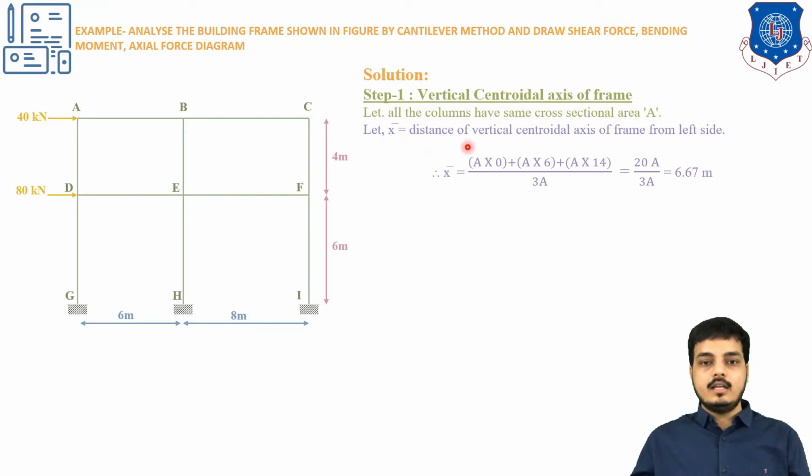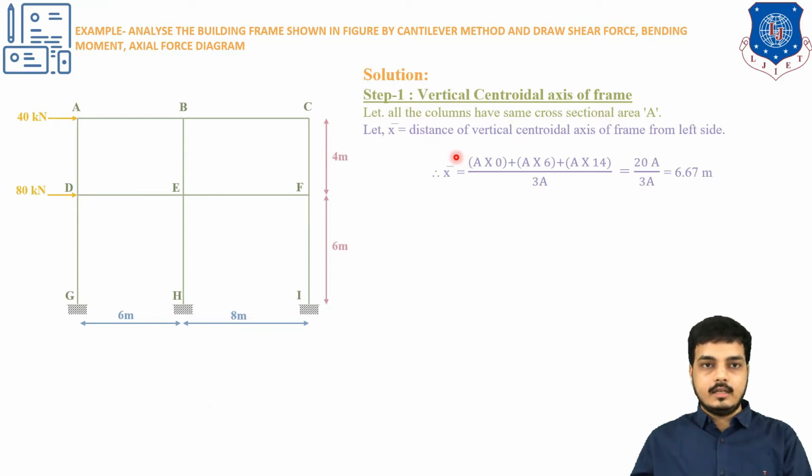Now let x bar be the distance of the vertical centroidal axis of the frame from the left-hand side, which is the extreme left of the frame. Here I am considering the centroidal axis. The centroidal axis is nothing but the center of the entire frame. As we can see, this is 8 meters and this is 6 meters, so somewhere over here the centroidal axis would come.